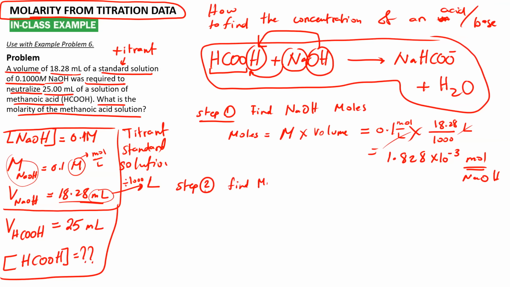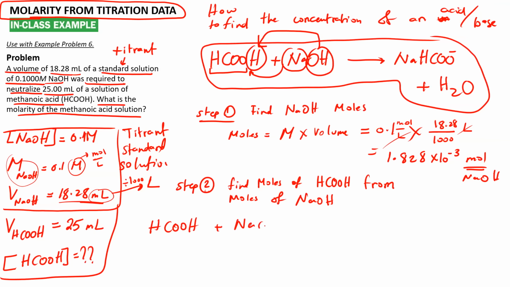Now step 2, guys, step 2, find moles of HCOOH from moles of NaOH. Let's look at the equation. Sorry, I shouldn't have written minus here. That's wrong, because this is an ionic compound. My apologies. Plus H2. Is the equation balanced? Very important. You should balance the equation. The equation should be balanced.